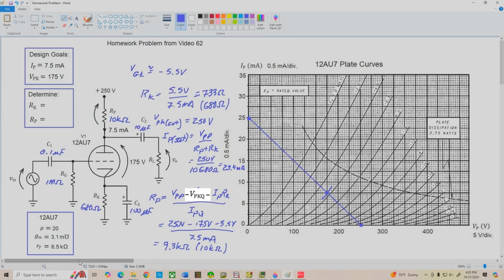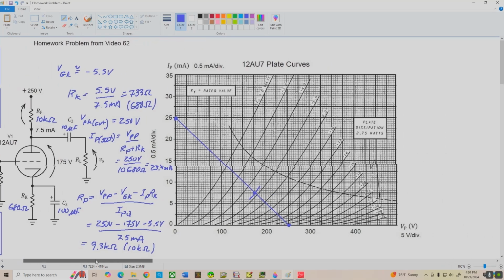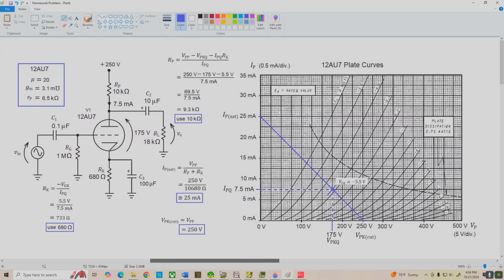Okay, I've consolidated all of this messy writing and these calculations into one reasonably concise page, and here we've got the circuit with all the resistor and capacitor values we've determined, and the calculations for RP, RK, IPsat, VPK cutoff, and a neater version of the DC load line with all the pertinent points labeled. The next thing we're going to do is take a look at our small signal analysis using a load resistor of 18K ohms.